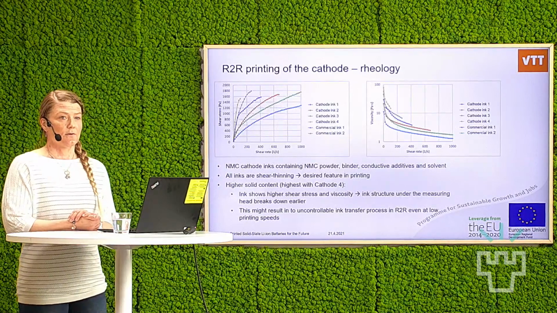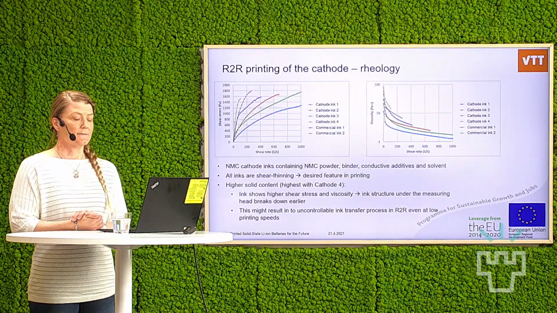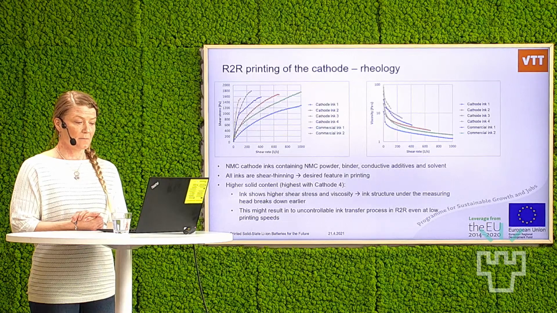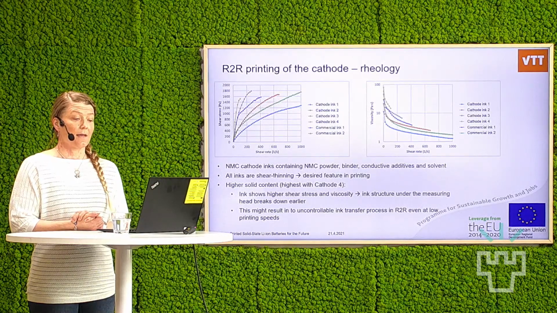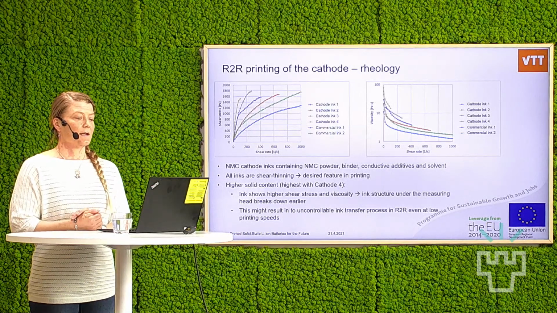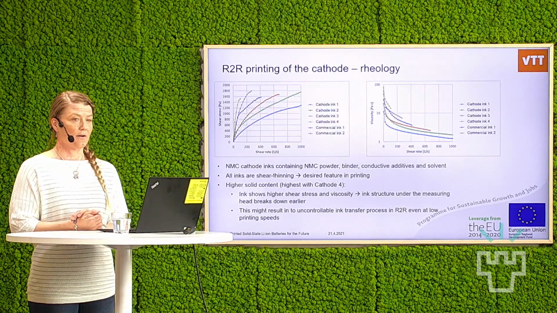Then some results on NMC cathode inks. In these graphs, you can see rheology measurement data. We had 4 different cathode inks. All of them consisted of the NMC powder, a binder, some conductive additives, and a solvent. Cathode ink number 1 had the lowest solid content, and the solid content increases, with cathode ink number 4 having the highest solid content.